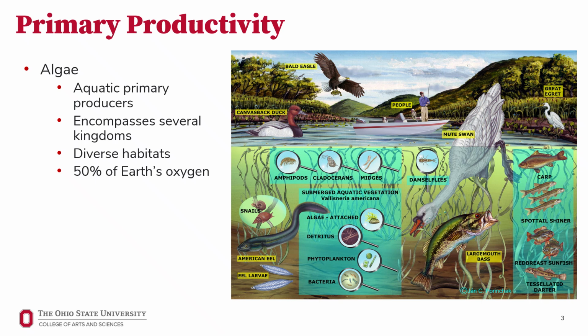Algae thrive in diverse environments ranging from freshwater to marine, as well as from benthic, meaning on the bottom of a body of water, to pelagic, which means within the water column. Finally, one interesting fact is that 50% of Earth's oxygen is produced by algae.